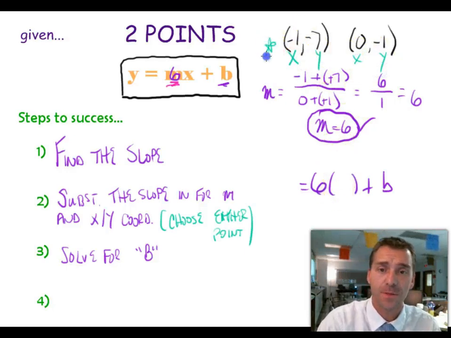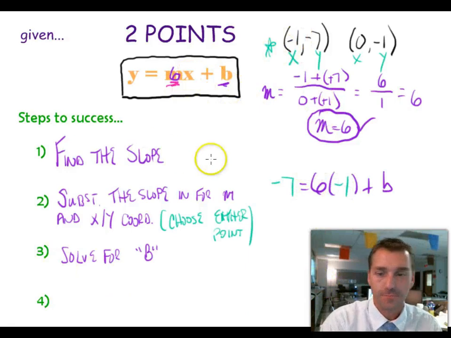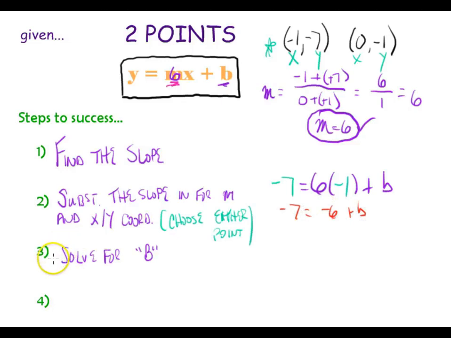So let's take this first one right here. So I'll put the -7 in for y right here, -7. I'll put the -1 in for x right here, like that. And now I got to solve it. So when I solve this bad boy, that's going to give me -7 equals -6. Again, I'm solving it for b. Step 3. So now I'm going to add a 6 to both sides, add a 6. That gives me -1 is what b is. So that's pretty cool.